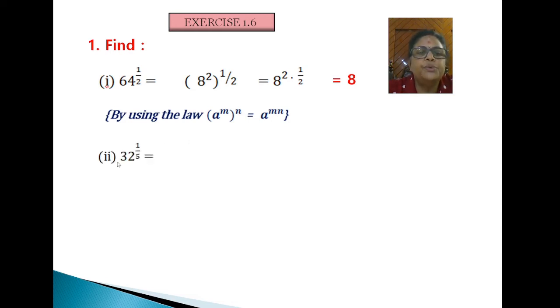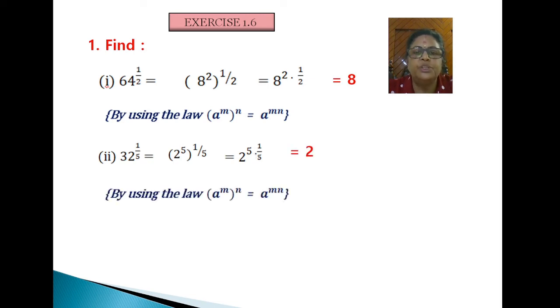Second one, 32 raised to 1 by 5. 32 is 2 into 2 into 2 into 2 into 2, 5 times 2. So 2 raised to 5 the whole raised to 1 by 5. See, a raised to m, the whole raised to n is a raised to m into n. So 2 raised to 5 into 1 by 5. Okay, 5 and 5 cancel, you will get 2 raised to 1, that is 2. Which law did we use here? By using the law a raised to m, the whole raised to n is a raised to m into n.